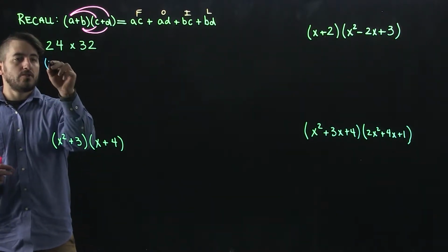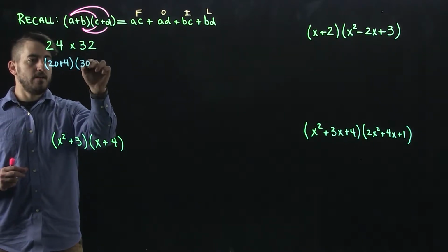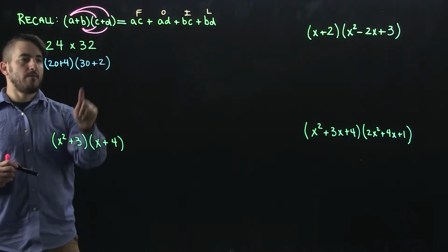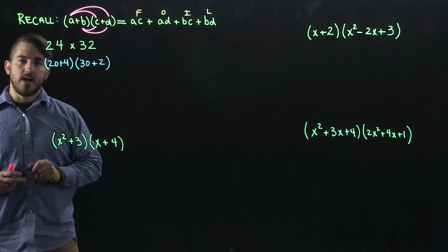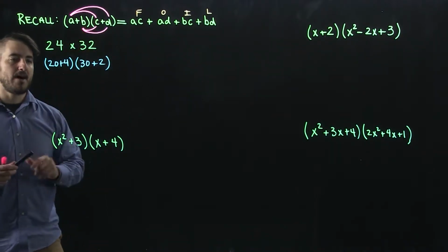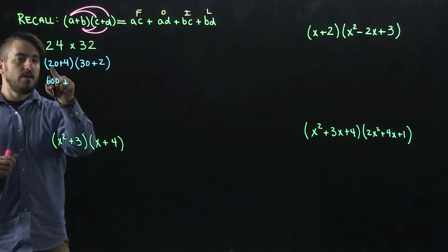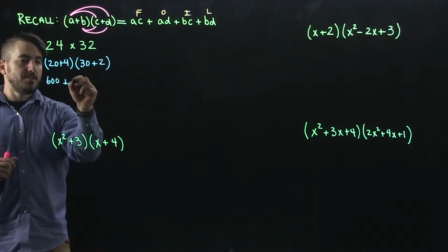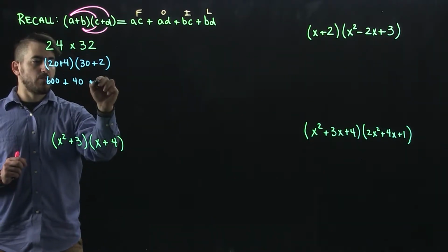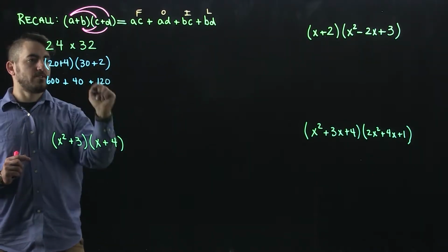You can do 20 plus 4 times 30 plus 2, because 20 plus 4 is the same thing as 24, and 30 plus 2 is the same thing as 32. And so using the foiling method, or the distributive property, we get 600 plus, we got 20 times 2, which is 40, and then 4 times 30, which is 120, and then the 4 times 2, which is 8.